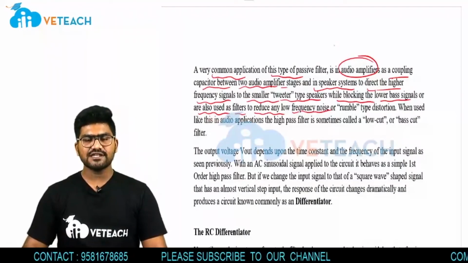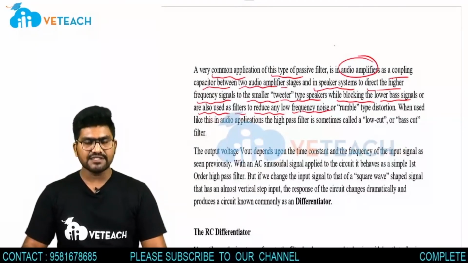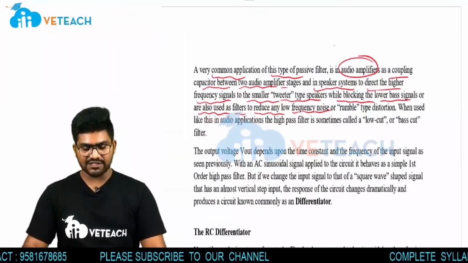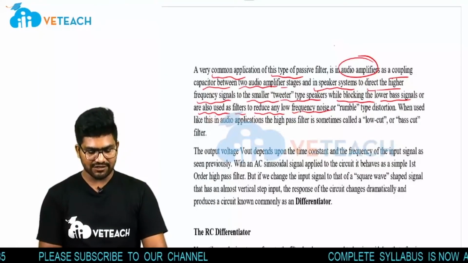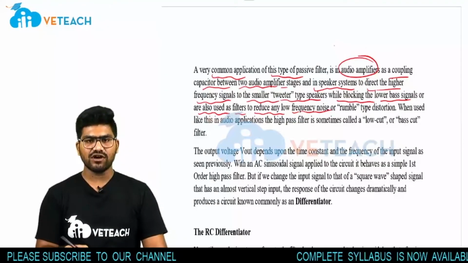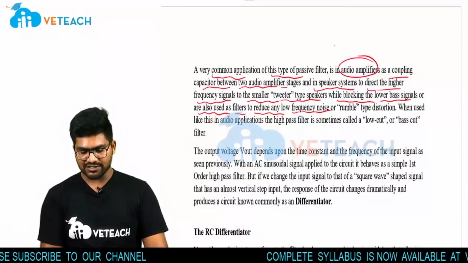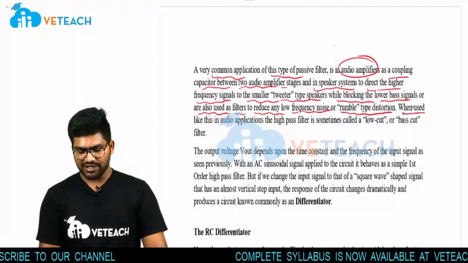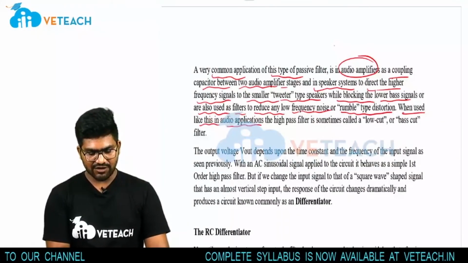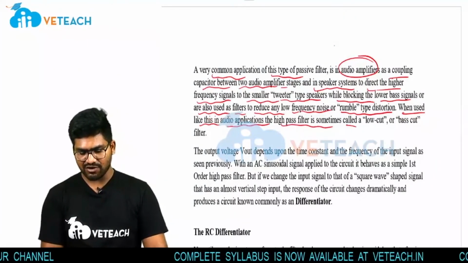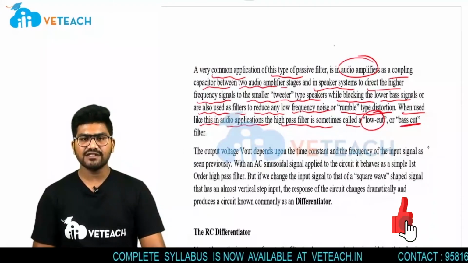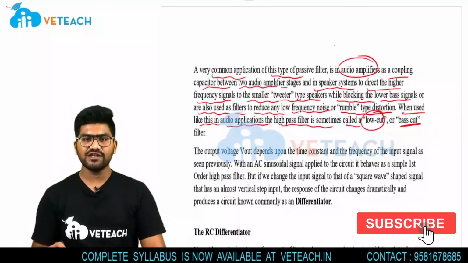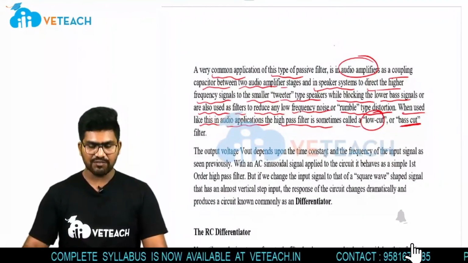So we use this high pass filter in audio amplifiers as a coupling capacitor between two amplifier stages, and for blocking the lower bass signals or noise signals from the audio range, any low frequency noises or rumble type of distortion. When used like this in audio applications, the high pass filter is sometimes called a low cut or bass cut.